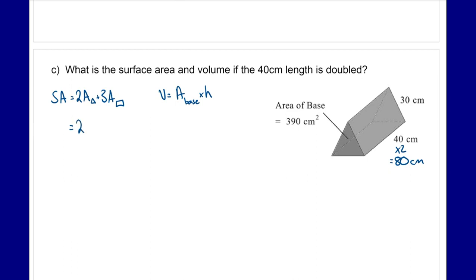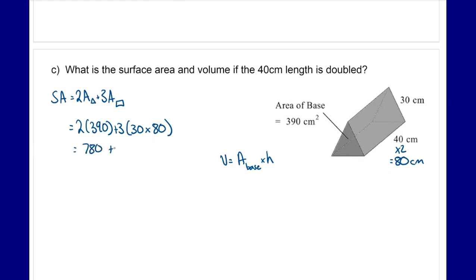So when I go through, 2 times 390, the area of the triangle hasn't changed, plus 3 times 30 times 40 when we originally did it. However, that length of 40 has now doubled to 80. Let me move this over, so I have new numbers to work with. So 2 times 390 plus 3 times 30 times 80. We get 780 again, plus 7,200. We get 7,980 centimeters squared for our new surface area.